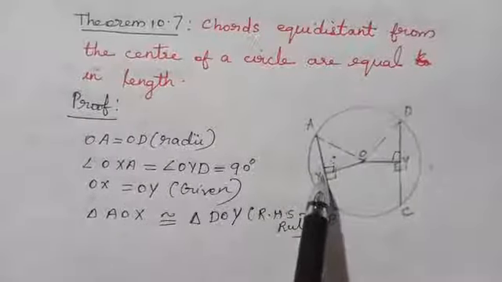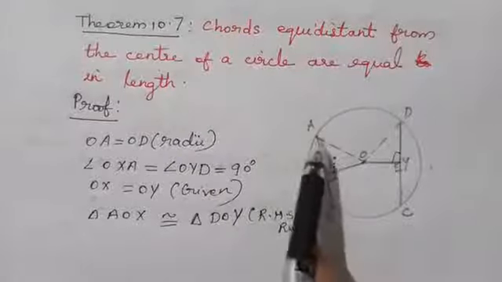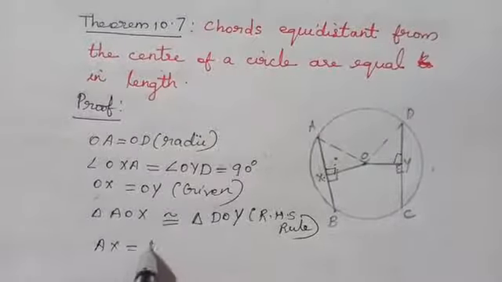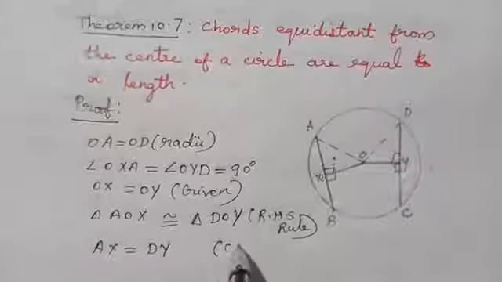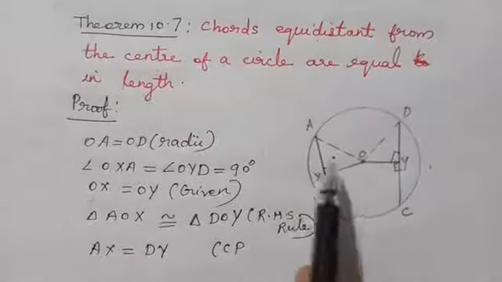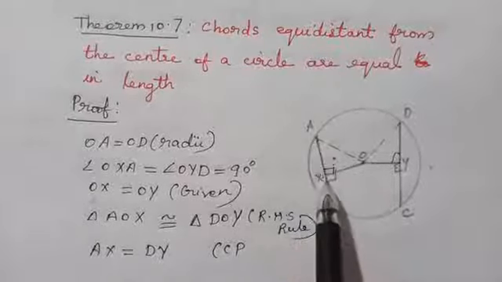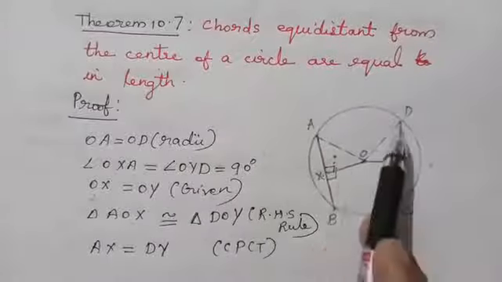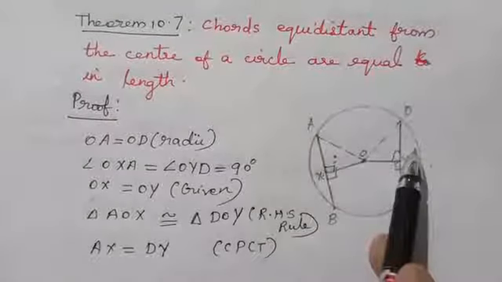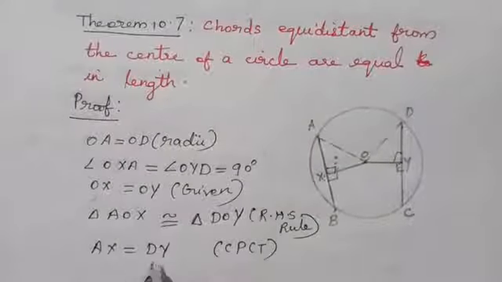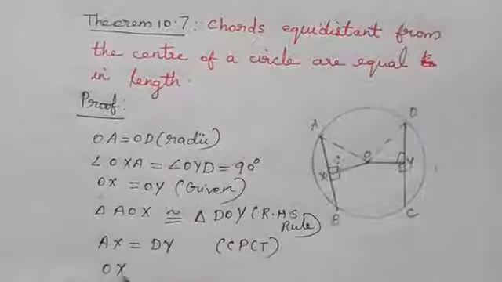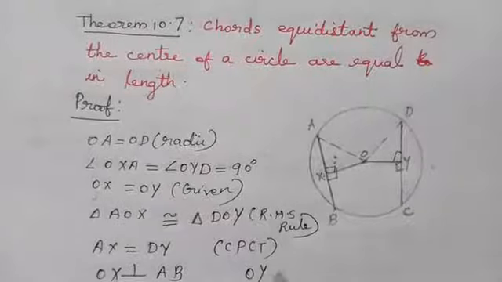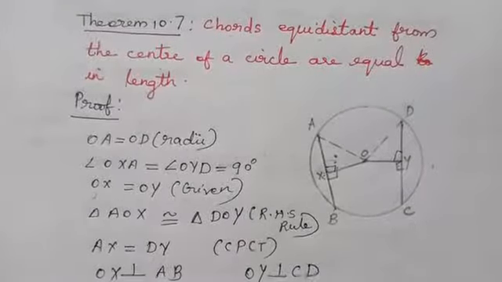Now consider the third side of that triangle, AX and DY. AX equals DY because both are corresponding parts of congruent triangles. So both are equal. Now, given OX perpendicular to AB and OY perpendicular to CD.